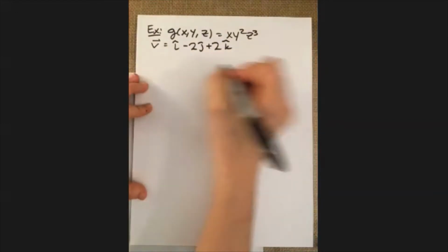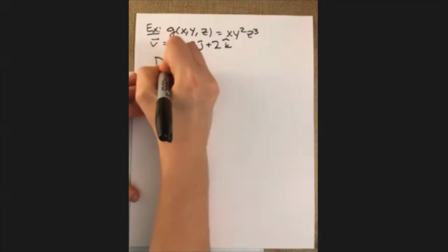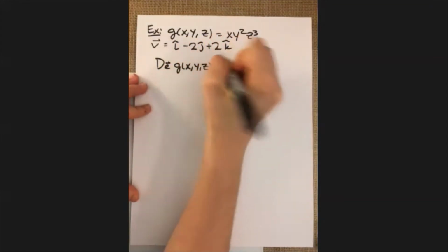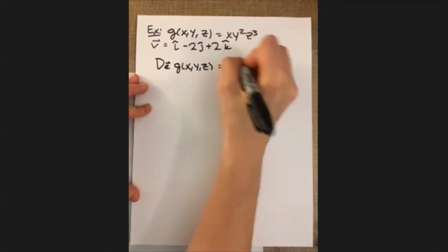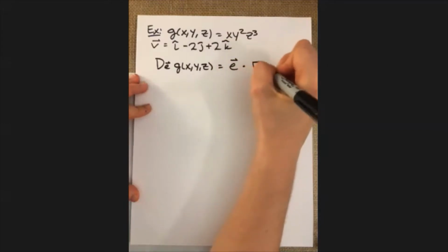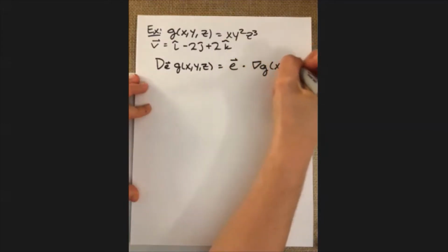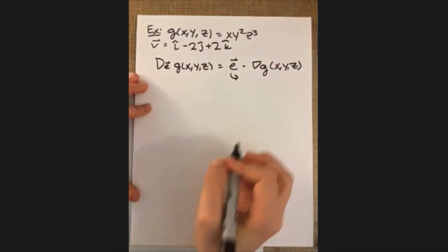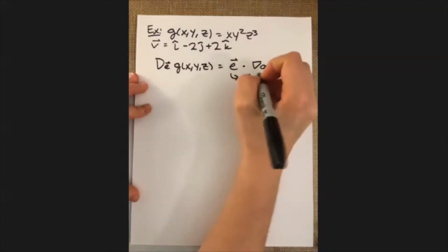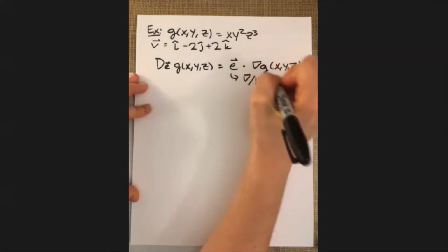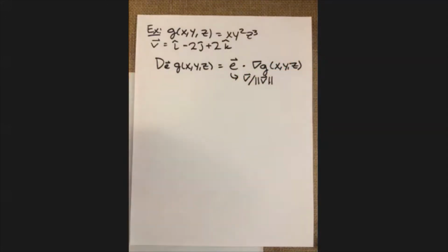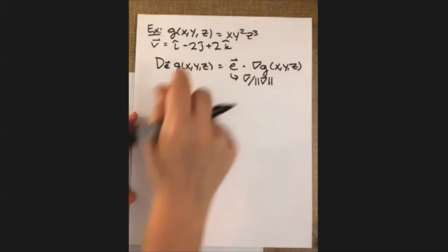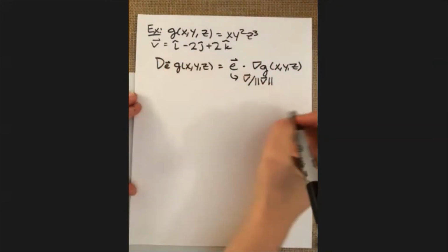The formula that we're going to use is exactly the same. So the directional derivative of g at (x, y, z) is equal to e dotted with the gradient of g at (x, y, z). And this vector here is just going to be a unit vector in the direction of v, so that's just v divided by its length. So now all we have to do is compute this and the gradient of g and then plug them back in, and we'll have our directional derivative.